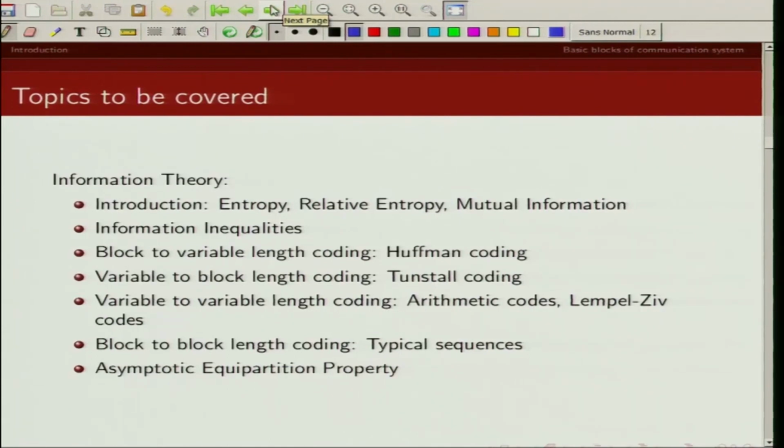We will also talk about what is collectively known as the asymptotic equipartition property. This is the information theory analog of the law of large numbers. We will talk about what these properties are and what is the consequence of these properties.